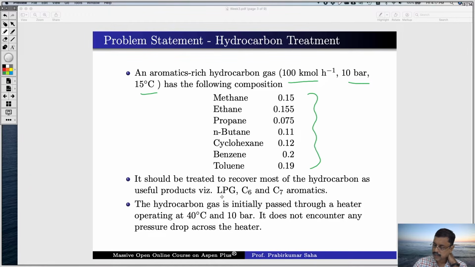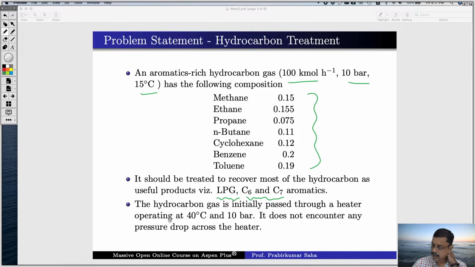It should be treated to recover most of the hydrocarbon as useful products. What are the products? LPG and benzene and toluene aromatics. So these are the products that we are expecting out of the treatment.